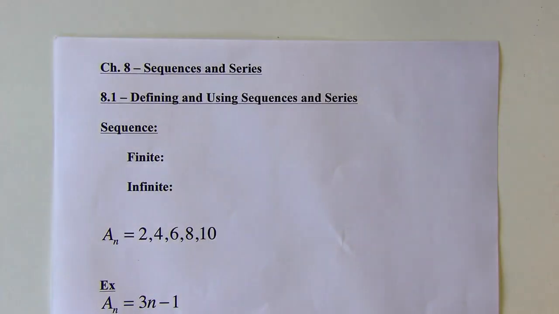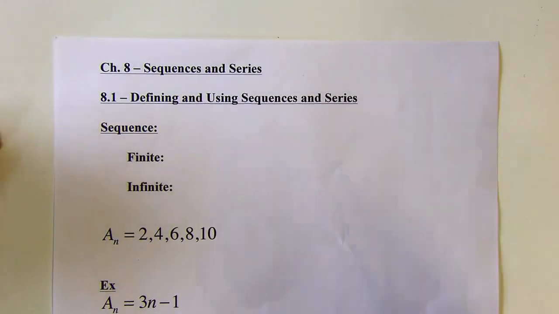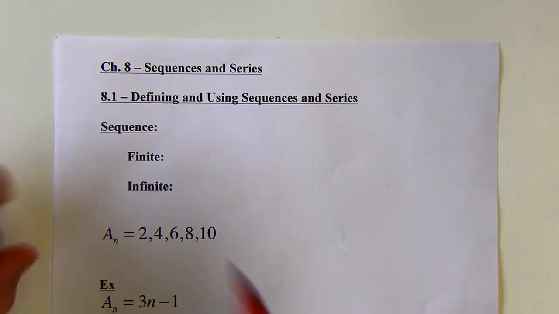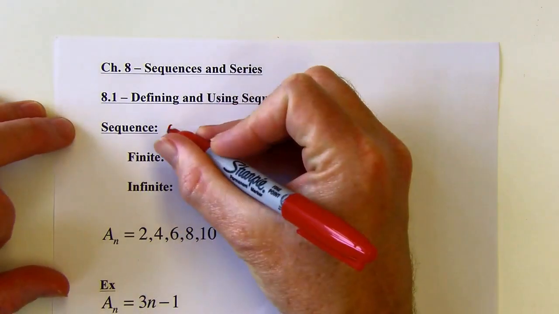Okay, chapter 8 is called Sequences and Series, and here's 8.1, defining and using sequences and series. So first off, a sequence. A sequence is an ordered list of numbers.